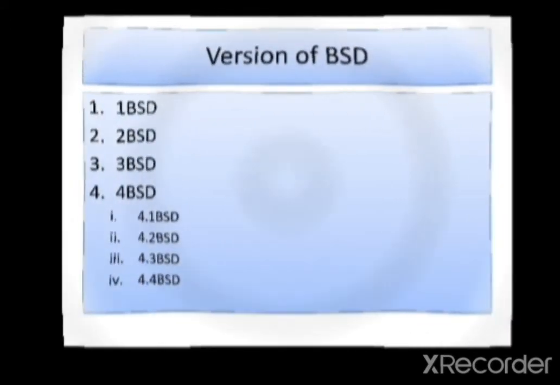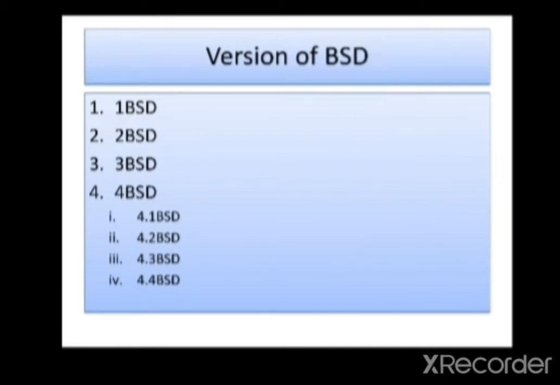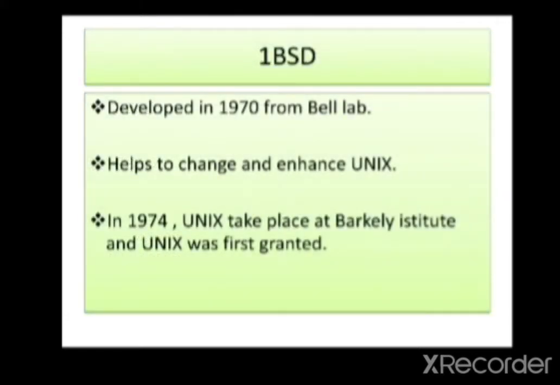Now we will see the versions of BSD. The first version of BSD is 1BSD, second 2BSD, third 3BSD and the fourth one is 4BSD. In 4BSD, there were many installations inside the base system, like 4.1BSD, 4.2BSD, 4.3BSD and 4.4BSD.